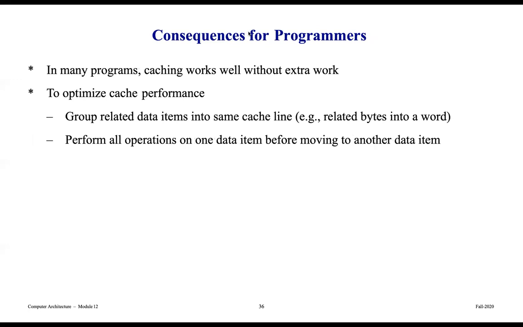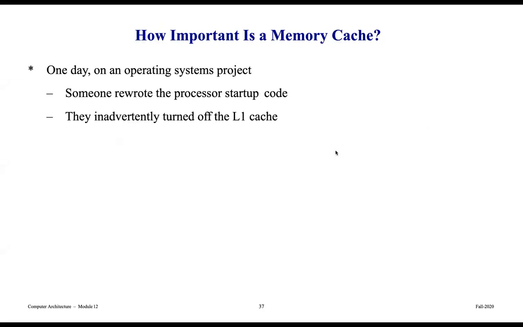So what are the consequences for programmers? In many programs, caching works well without extra work. To optimize cache performance, group related data items into the same cache line. For example, we put related bytes into a word. We perform all the operations on one data item before moving to another data item.